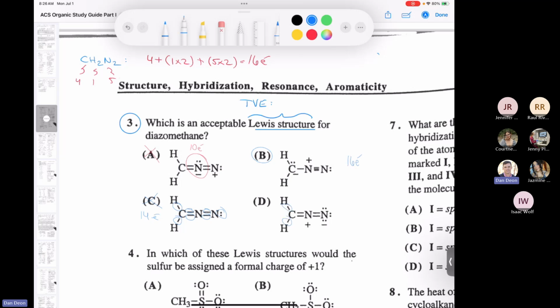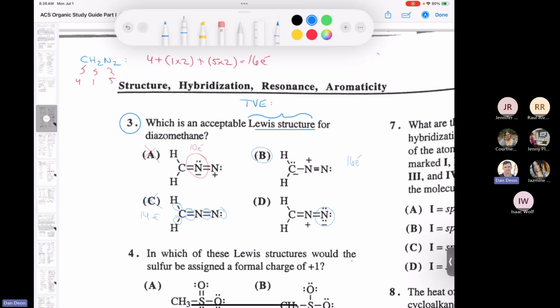We have 1, 2, 3, 4, 5, 6, 7, 8, 9, 10, 11, 12, 13, 14, 15, 16, 17, 18. That looks like a problem, doesn't it? We have too many valence electrons in here. And you can also see that this nitrogen, I just noticed, is exceeding the octet rule.